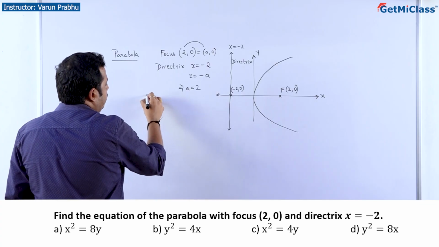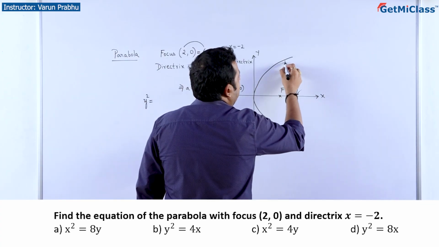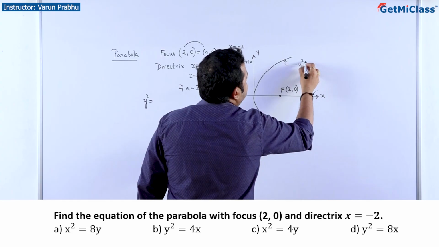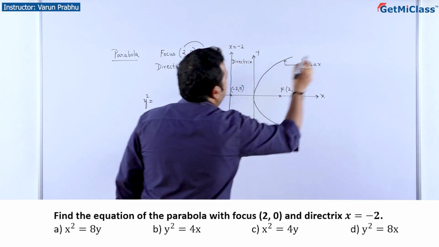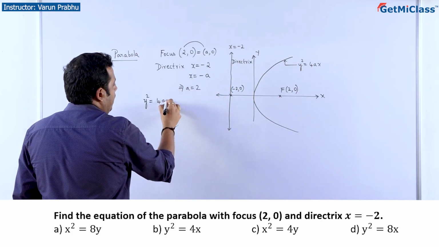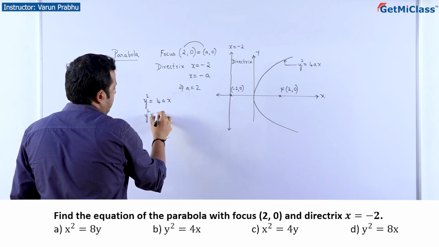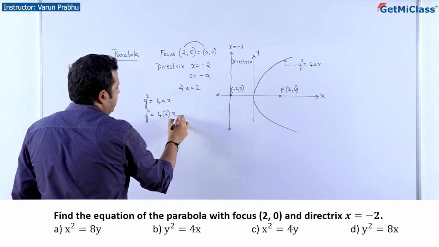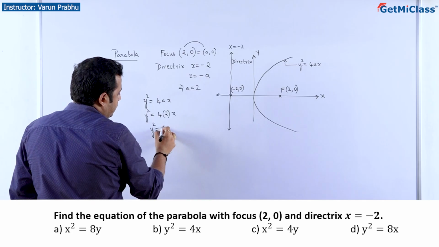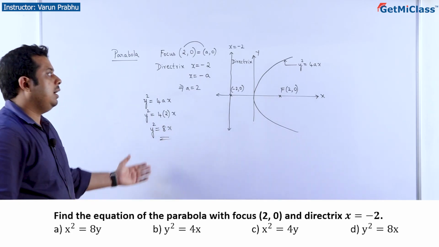So what is the equation of this particular parabola? y squared is equal to 4ax, right? That's all. y squared is equal to 4 into 2 into x. So y squared is equal to what? What answer do you get? 8x will be the answer to the question.